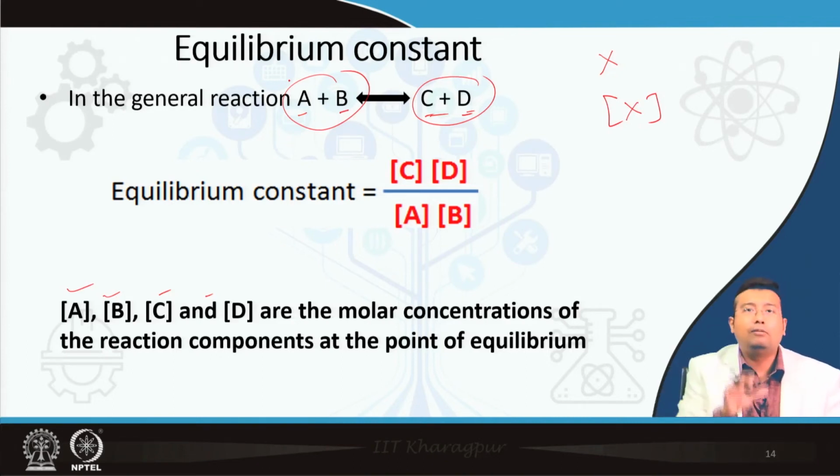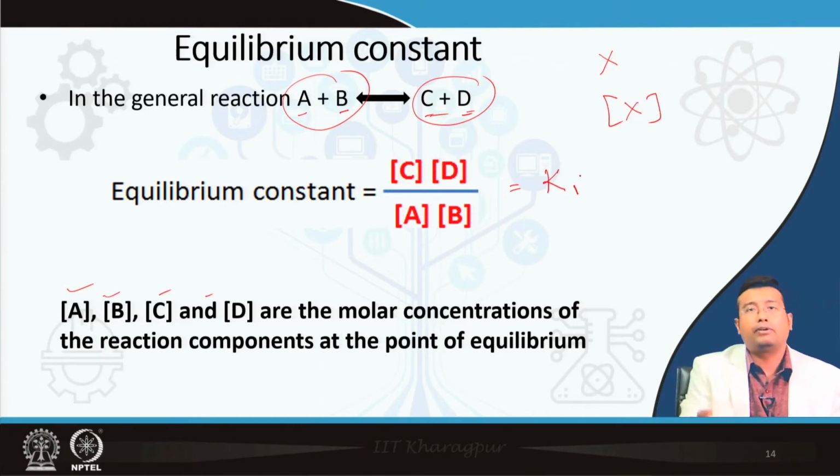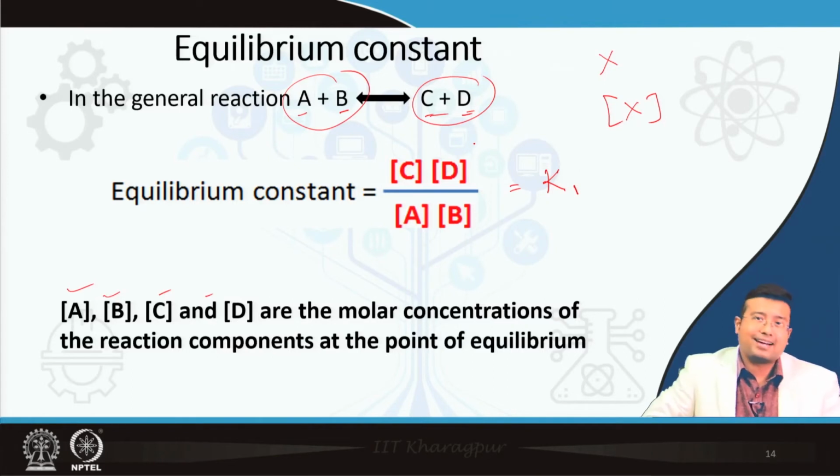This is the equilibrium constant, and we can assign any digit conventionally. K is assigned to any equilibrium constant for this reaction. So we can say K1 is the specific equilibrium constant for this reversible reaction.